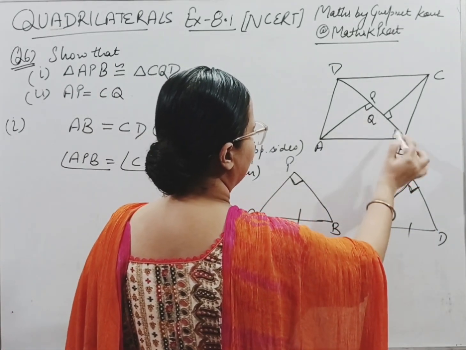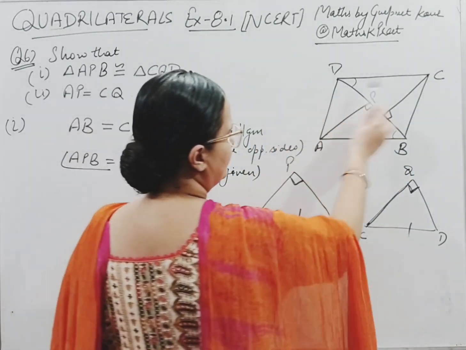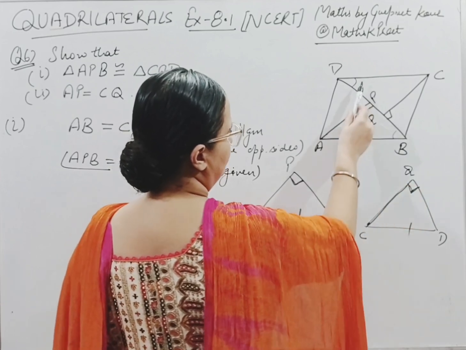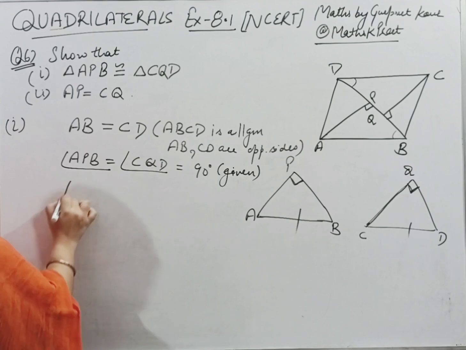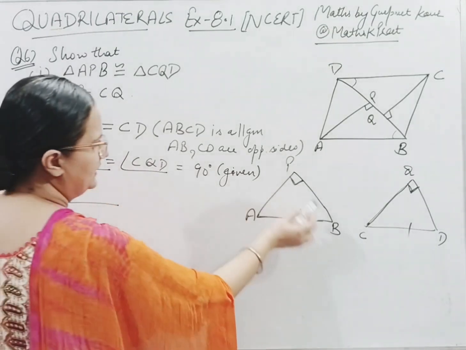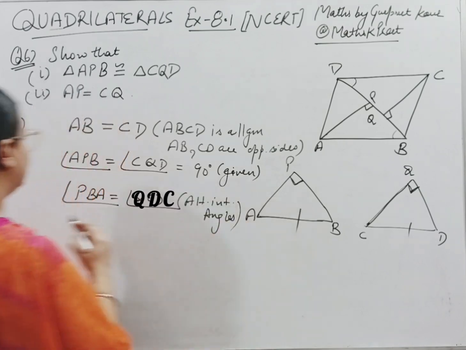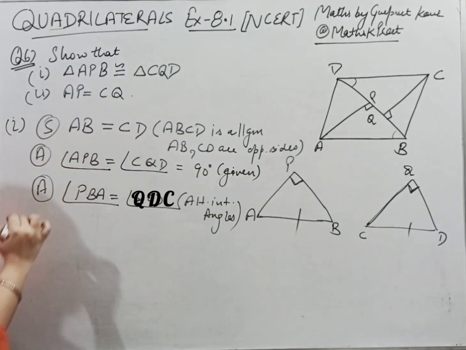I have this angle B in this triangle and this angle D in the other triangle. Both the angles are equal. Why? Because these two lines are parallel and BD is acting as a transversal. So this is a pair of alternate interior angles. So I can write angle PBA equals angle QDC, a pair of alternate interior angles. So this is a side, this is an angle, this is the second angle.